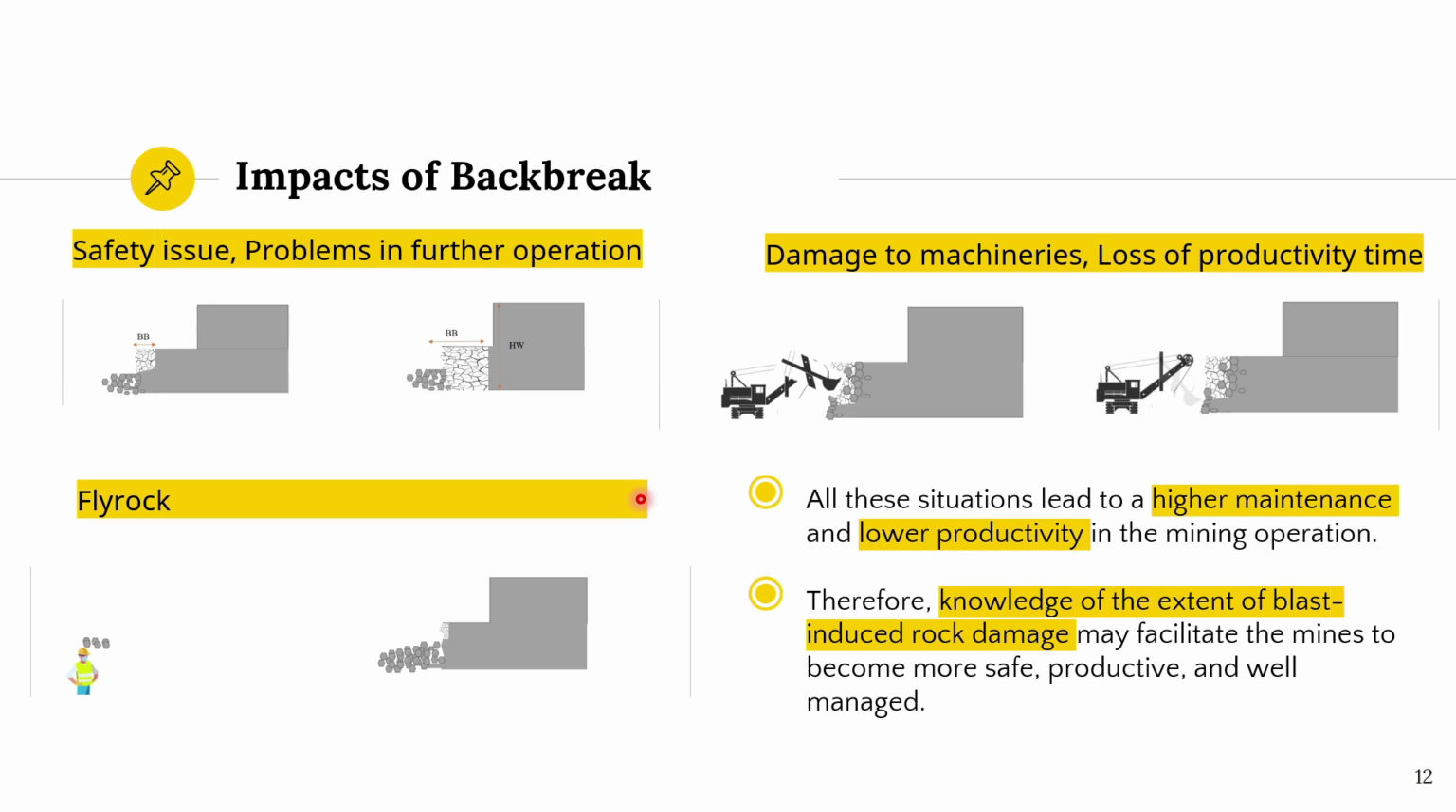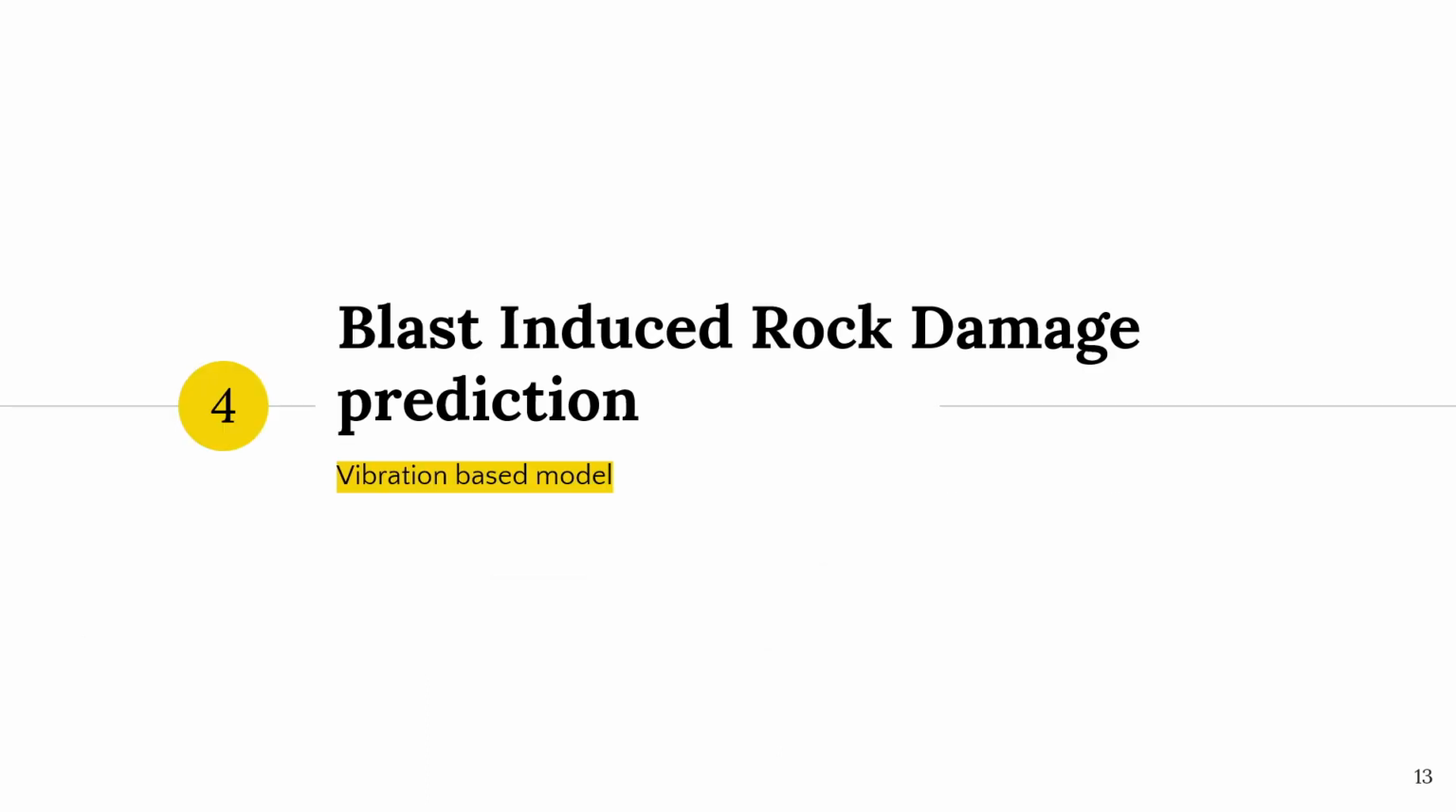Conducting a second blast round in a backbreak zone without dressing the face increases the chances of fly rock. All these situations lead to higher maintenance and lower productivity in the mining operation. Therefore, knowledge of the extent of blast-induced rock damage may facilitate the mines to become more safe, productive, and well managed. Therefore, it is required to establish a model which can predict the rock breakage zone before the blast, and accordingly the blast design can be adjusted for restricting the breakage zone within the desired line of excavation.